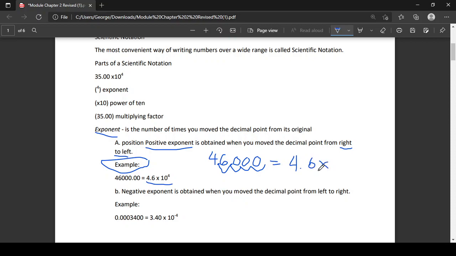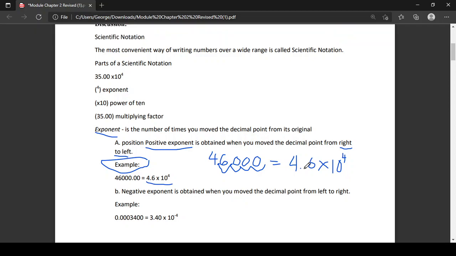Therefore, 4.6 times 10 raised to the power of 4. That is my exponent, 4. Sir, 4 zeros. 4 decimal places. Very good, very good. I jumped four times up to my whole number.